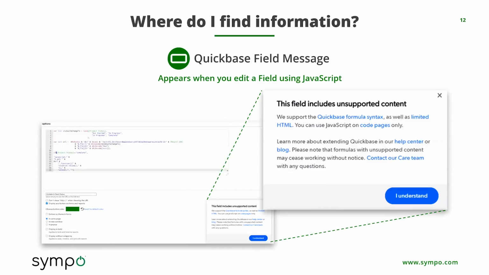And the last place you'll find JavaScript information is when you are editing fields as an administrator inside of your Quickbase application. If one of your fields is using JavaScript, you're going to see this pop-up message down on the bottom right. This message provides some important links for you to access help, such as a link to the Quickbase blog on JavaScript remediation.